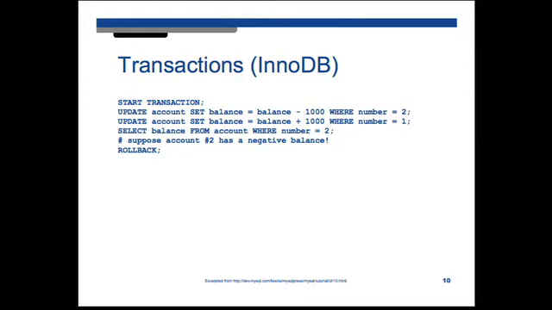Start transaction, update one account, update the other account, and now you do a check. Select the balance from the account where number equals 2, and then with my hash sign there, I'm just proposing that we have some PHP code. It's in a comment because I just mean it to be pseudocode. Suppose that I screwed up.